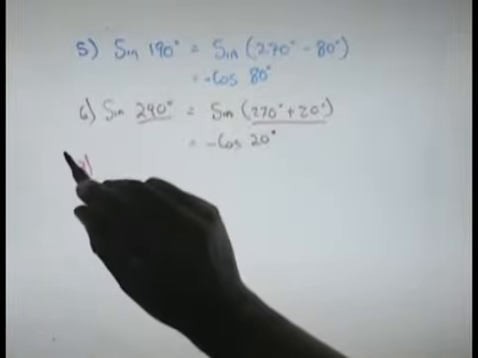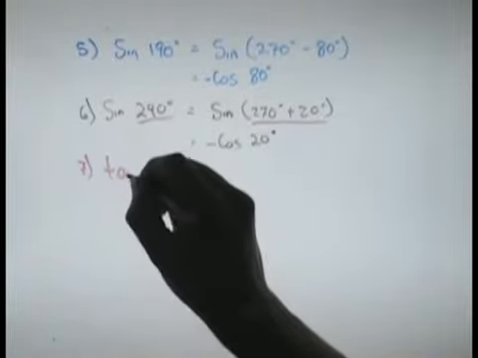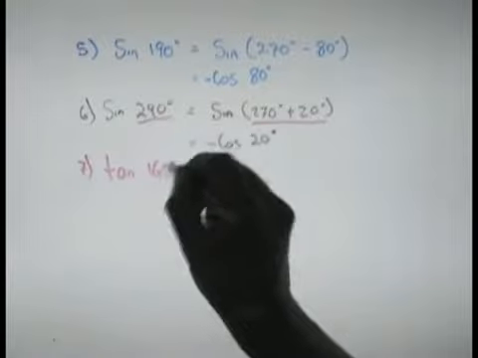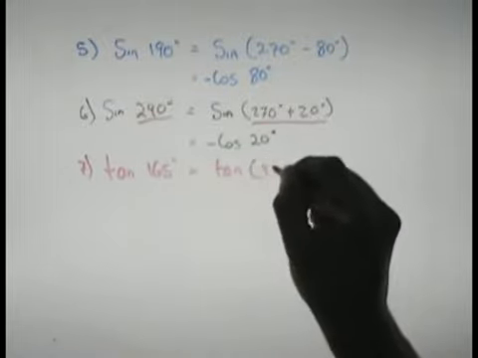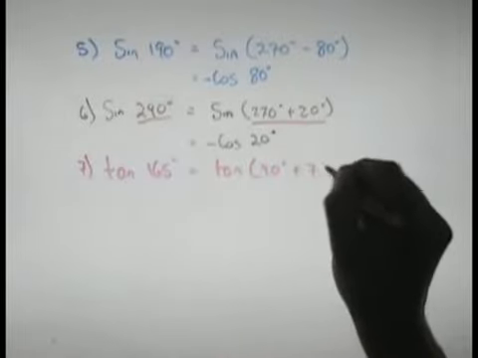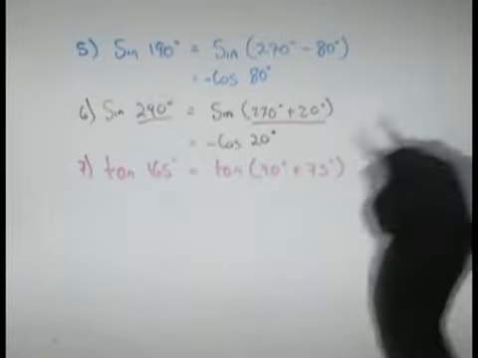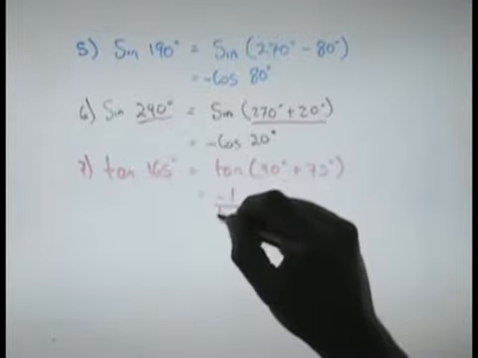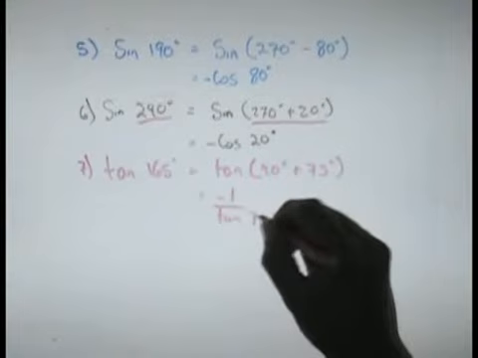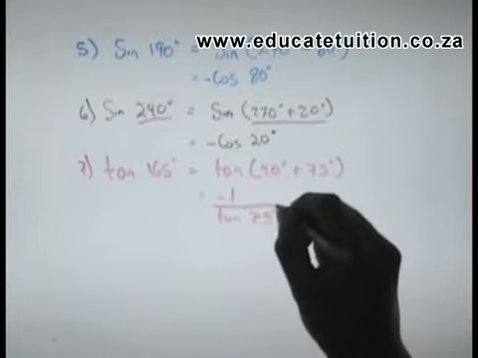Number 7. Tan of 165 degrees is going to equal tan of 90 degrees plus 75 degrees, which is going to equal negative 1 over tan 75 degrees.